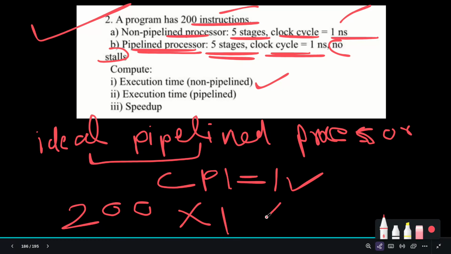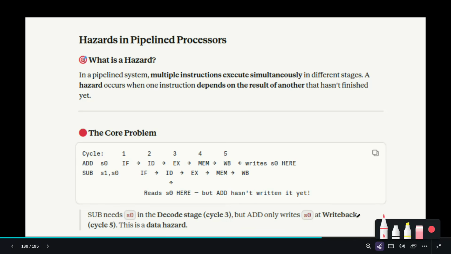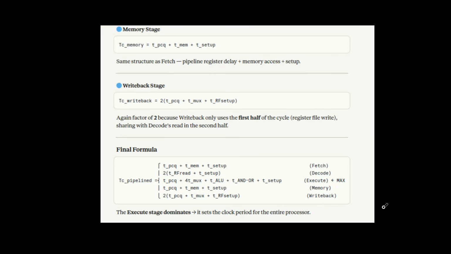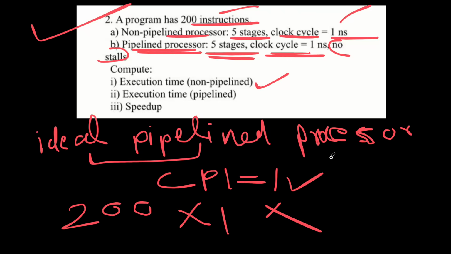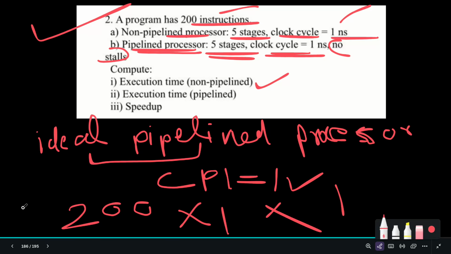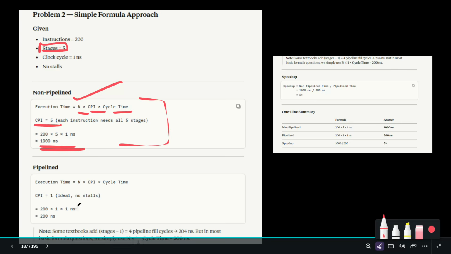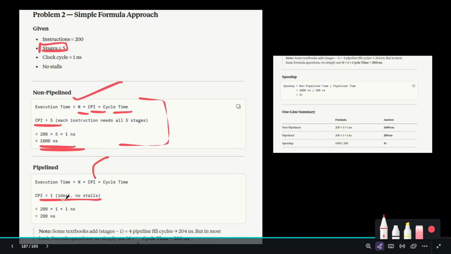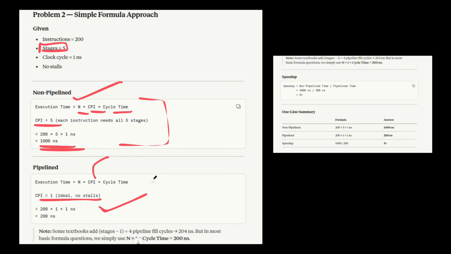Into CPI is 1, into, sorry guys, I'm so sorry about this. Okay, it's 200 into a time period of 1 nanosecond. So this we have to do. For the ideal case where there are no stalls, the CPI value here would be 1. So you get 200 into 1 into 1, that is 200 nanoseconds.